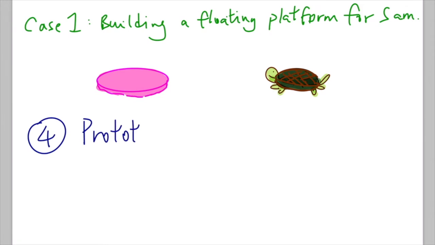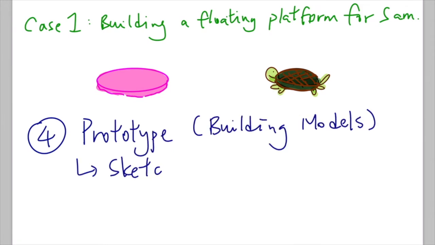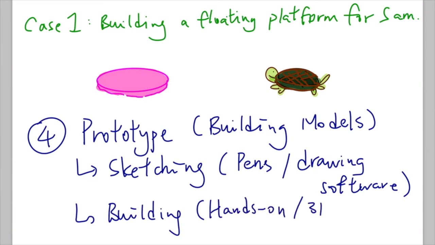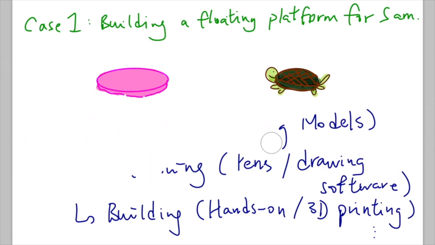Step 4, prototype. That means model building. It starts with sketching a picture of your model. You can use pens or any drawing software. Next, we will build the prototype, either using improvised material or using 3D printing.